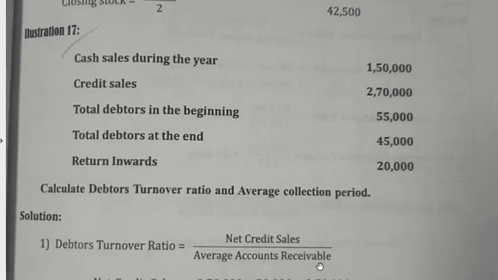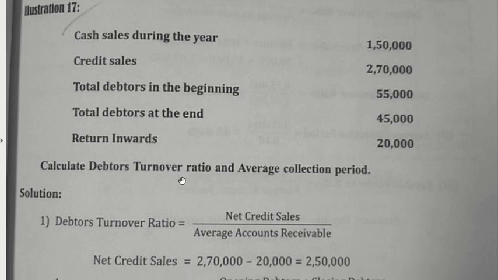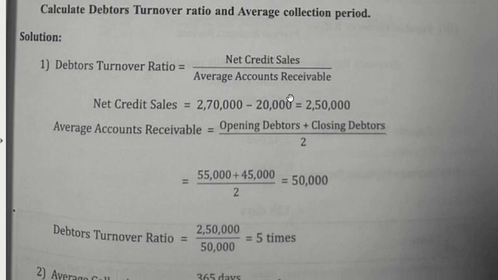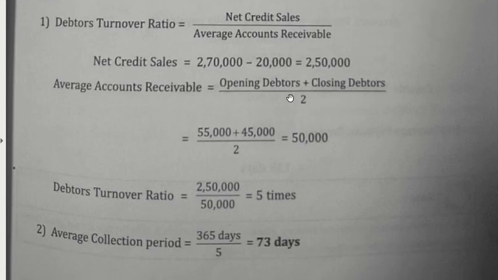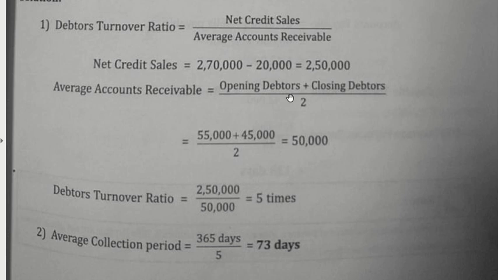So your next question: cash sales they have given, credit sales they have given, total debtors they have given, beginning and end, return inwards they have given. So by this you get to know you're supposed to calculate your debtors turnover ratio and average collection period. So debtors turnover ratio is net credit sales divided by average accounts receivable. Net credit sales is how much? Total sales minus your return inwards. So total sales is 2,70,000 minus 20,000, which is 2,50,000.